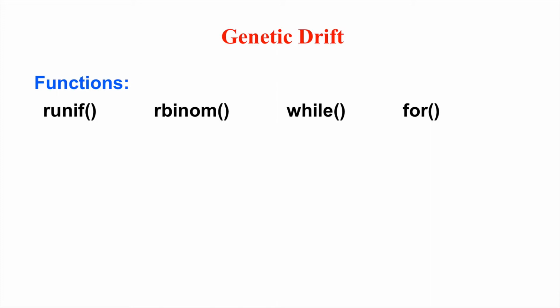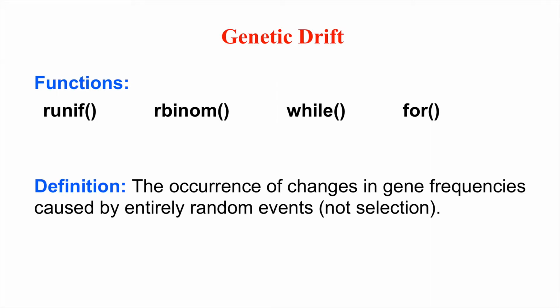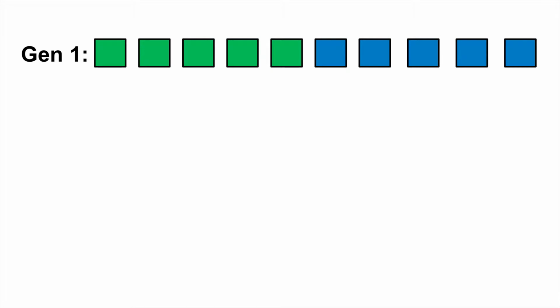while loops. So first we have to understand that genetic drift is simply the occurrence of changes in gene frequencies caused by entirely random events, so not by selection. For example, let's consider an asexually reproducing population of constant size n. In this case, n is 10, containing two types of individuals defined by two different allelic forms of a particular gene. We'll call these forms G and B in this example, represented by green and blue individual squares respectively.